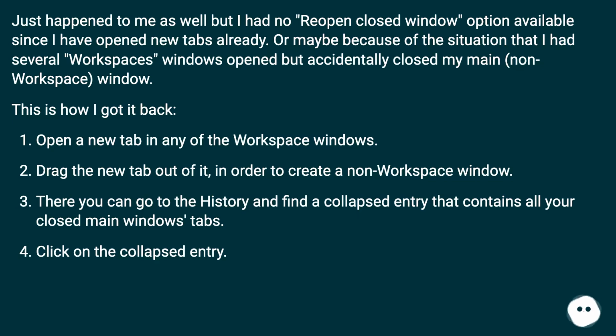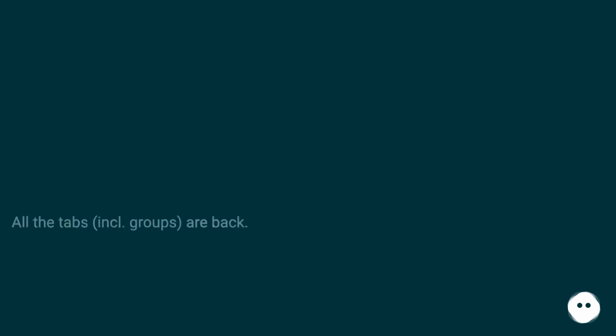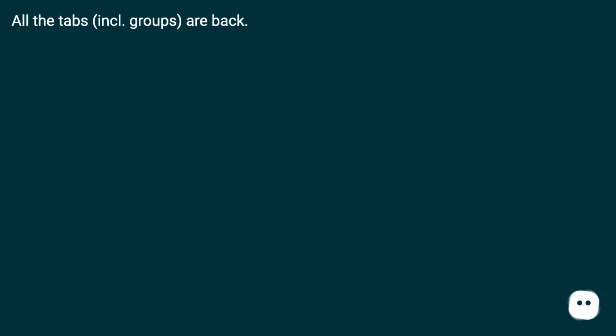Open a new tab in any of the workspace windows. Drag the new tab out of it in order to create a non-workspace window. There you can go to the history and find a collapsed entry that contains all your closed main window's tabs. Click on the collapsed entry. All the tabs, including groups, are back.